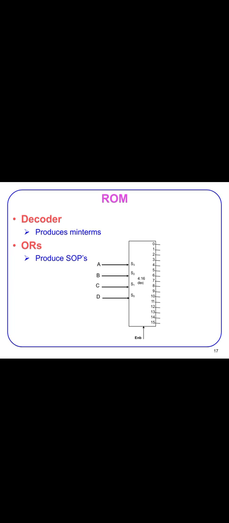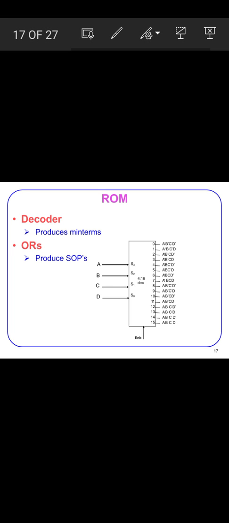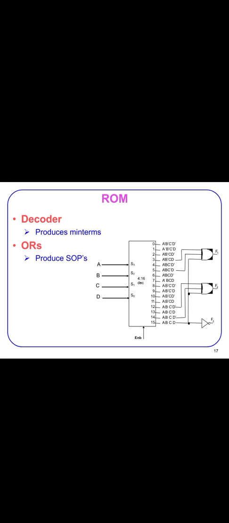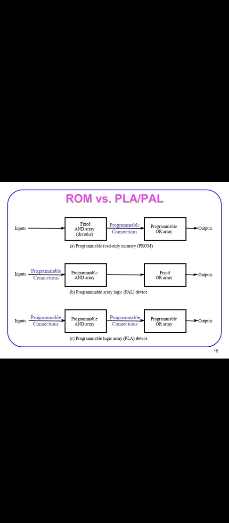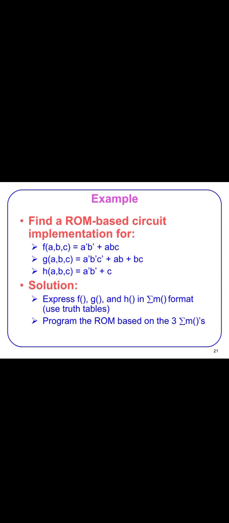Then this is the logic diagram of ROMs that is used in the decoder. Then ROM versus PAL and PLA: the inputs are used, that is, ROM has a fixed AND array and programmable OR array outputs. Inputs denote here the PAL, PROM and the PLA functions.